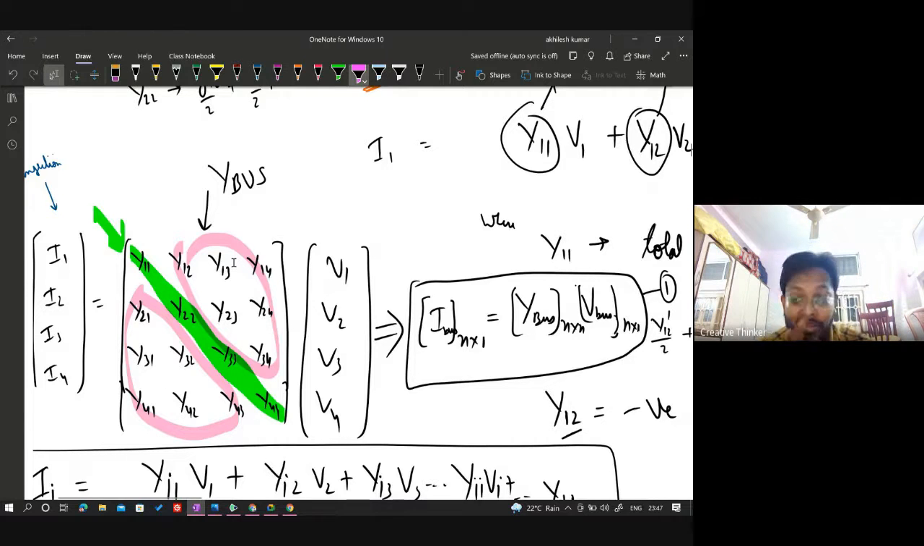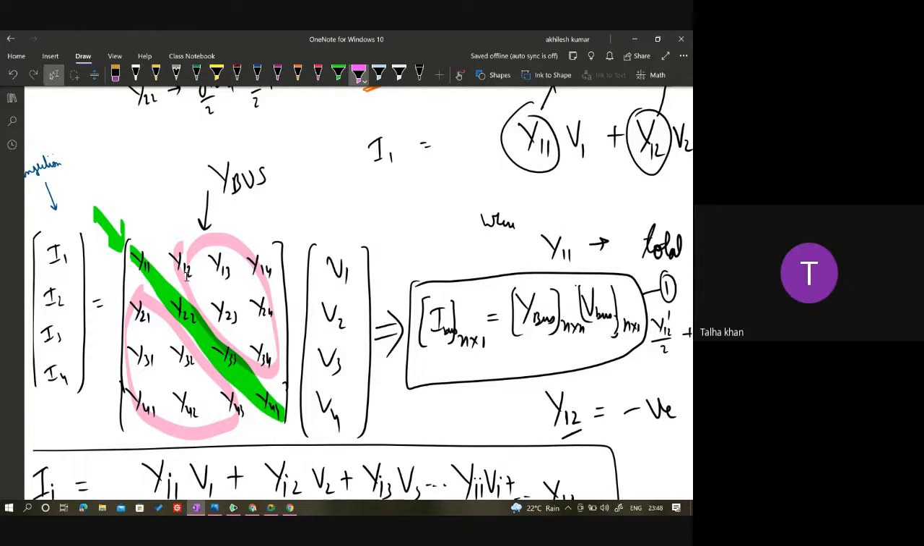The Y bus matrix consists of two types of elements: diagonal elements and off diagonal elements. The off diagonal elements are the negative of the series admittances between those buses, like Y12 between bus 1 and 2. If there is no line existing between 1 and 2, then that element is going to be 0. Let's suppose there is no line between bus 2 and 3, then Y23 and Y32 both will be 0.